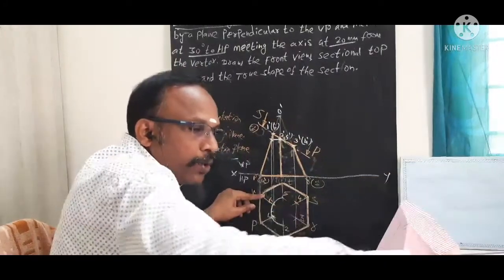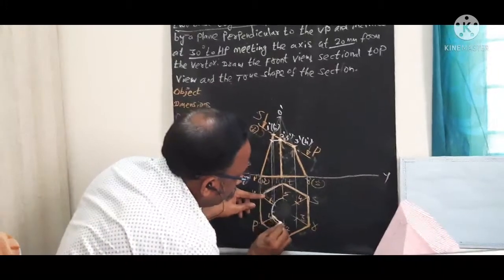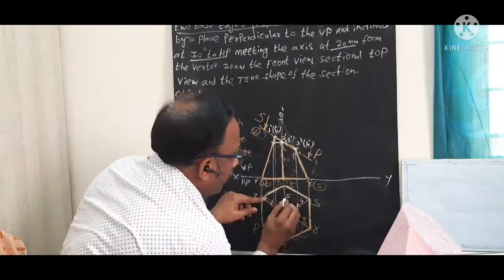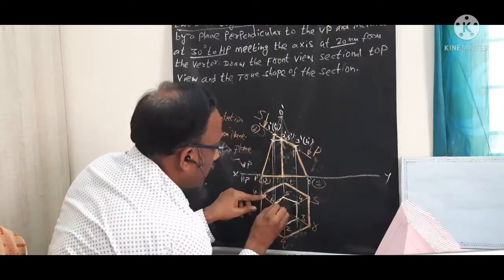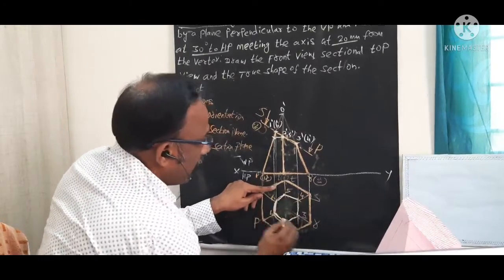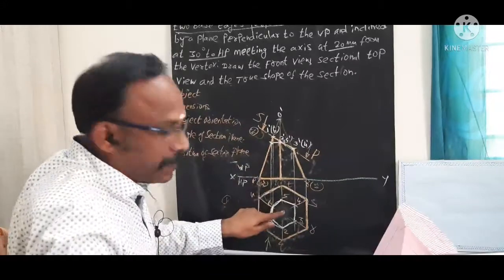So 1 to 2, I am going to draw this line as 1 to 2 and 2 to 3, 3 to 4, 4 to 5, 5 to 6, 6 to 1. I drawn this way, right? This is the actual sectional top view. Only section area I marked as this yellow color.